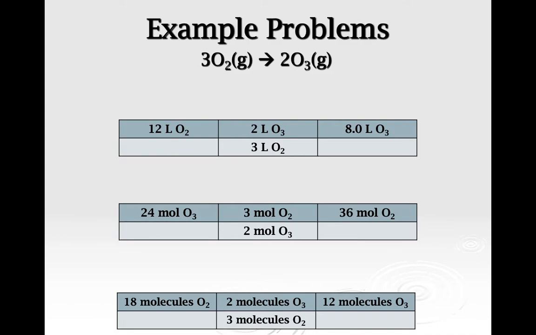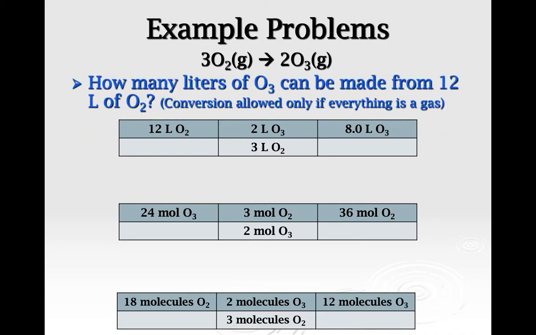So, very simple equation. I've got 3 oxygen molecules that react to produce 2 ozone molecules, or 2 O3s. So I have some stoichiometry done already. In here, we're using the chart method instead of the big table method to do these. Next year, when you take AP Chem, you'll use the table method like we did earlier this year in our stoichiometry unit. So here's a question. How many liters of ozone can be made from 12 liters of oxygen?